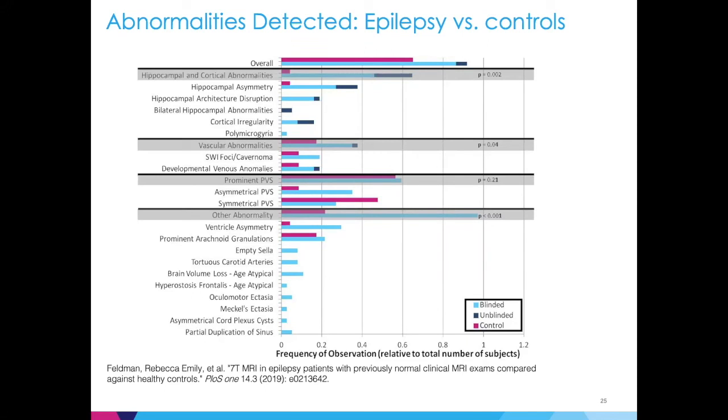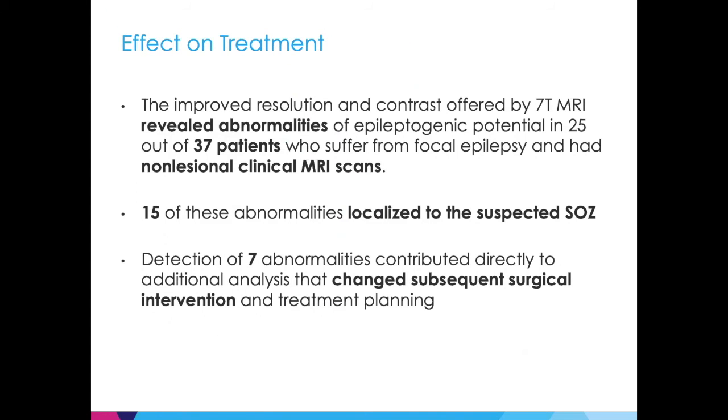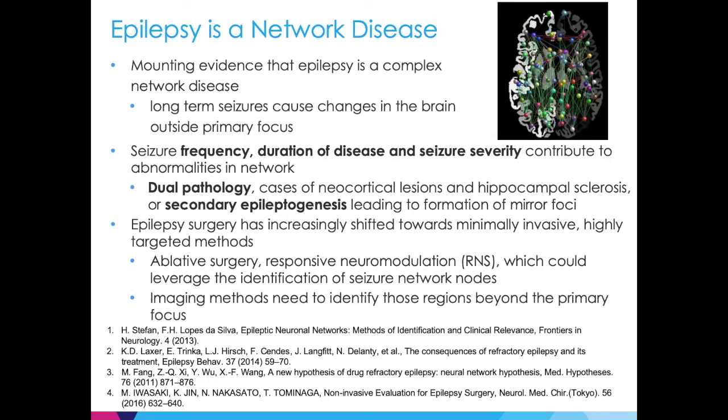And we wanted to look at them in comparison with healthy controls because we don't want to just look at abnormalities that are above the threshold of detectability and could possibly be non-clinically significant. Out of these 37 patients, we found epileptogenic potential abnormalities in 25 at 7T, and 15 of these co-localized with the suspected area of the brain involved in the epilepsy. And 7 of these actually contributed directly to changing surgical intervention, of course in conjunction with looking at the other clinical data.